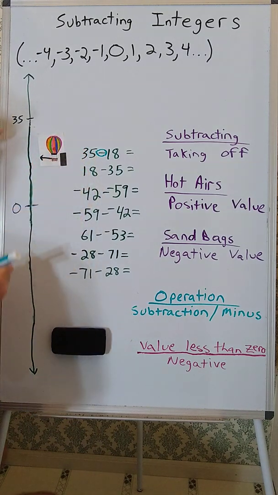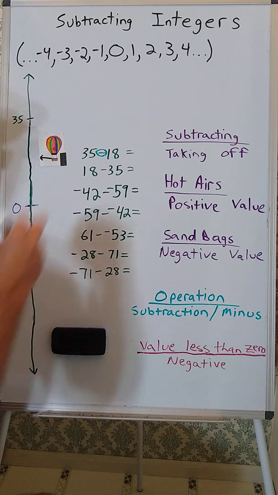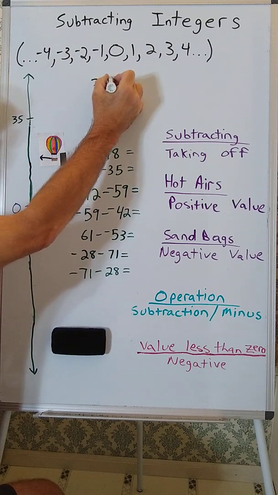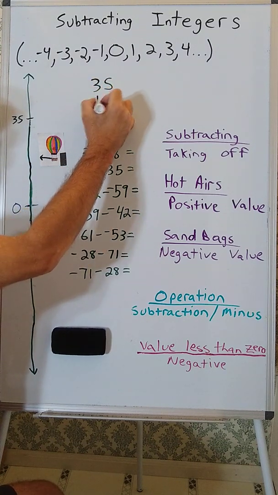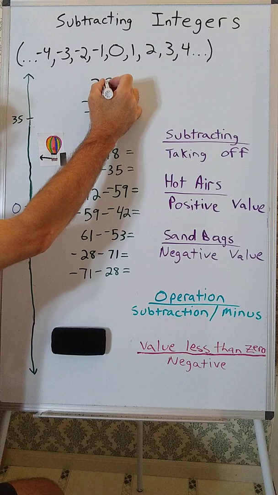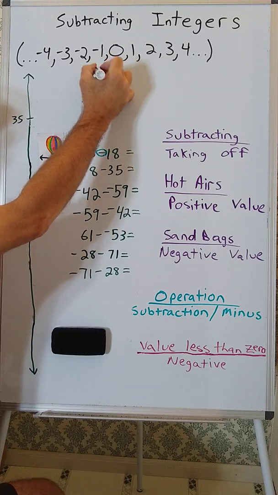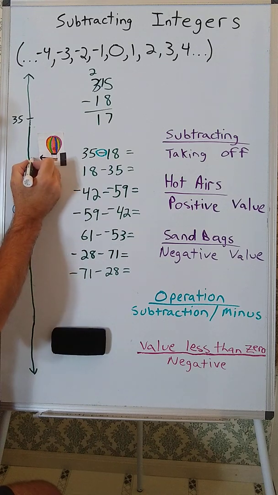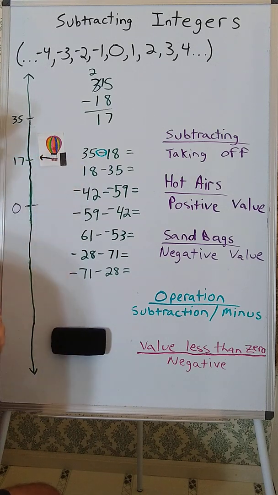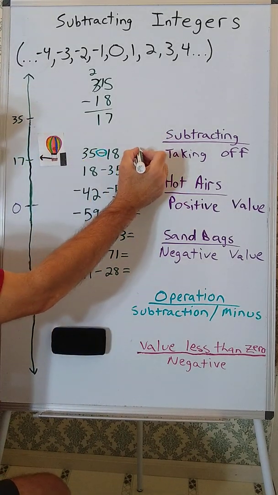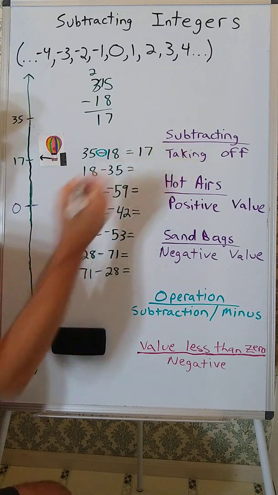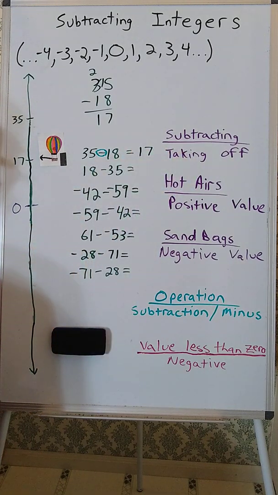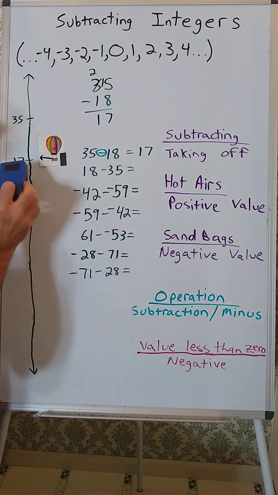So it's 35 above 0, and it's going to go down 18. So how much above 0 is it still? Well, it was 35, we take away the 18, it descended, and it ends up at 17. So 35 minus 18 is 17.